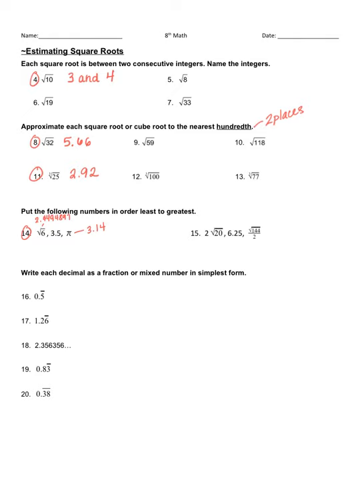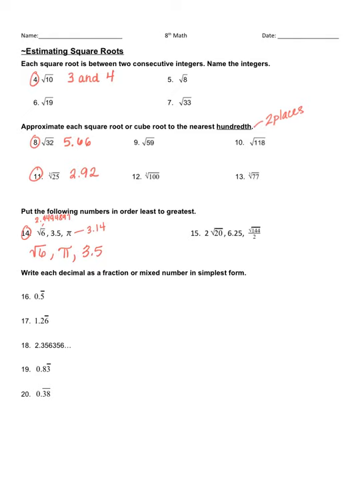So to put those in order from least to greatest, looks like square root of 6 is 2 point something. That's going to be the smallest. The next smallest would be 3.14 because the 1 is smaller than the 5. That's pi. And then the biggest in that set is 3.5.